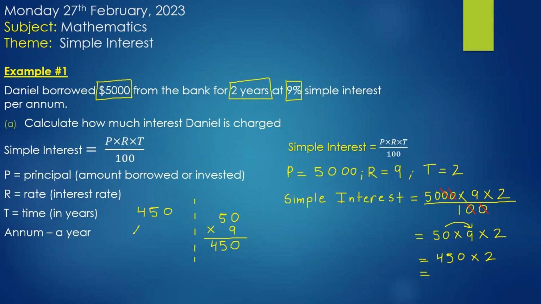Did you say 900 for that one? Mm-hmm. 2 times 0 is 0. 2 times 5 is 10. 2 times 4 is what? It's 8. 8 plus 1 is 9. So the answer is 900.